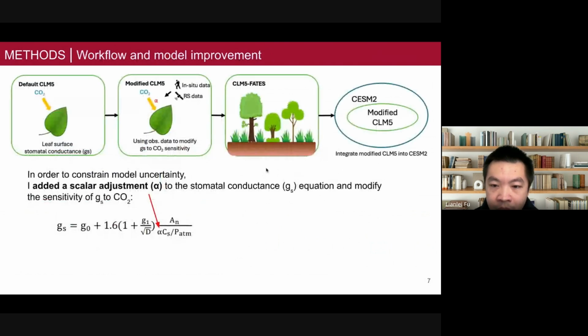Our goal was to improve the representation of ET in CLM5 by integrating ELEVATE field observations. To achieve this, we introduced a scale adjustment alpha to the stomatal conductance equation, modifying its sensitivity to CO2, which helps reduce the model biases. We integrated it into CLM5 first, then FATES, and eventually into the CESM.